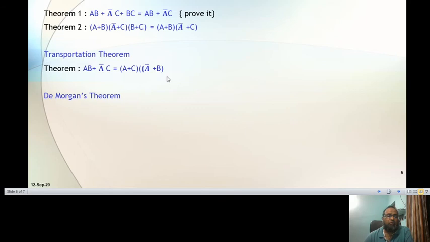Then there is an important theorem. It is not by George Boole, it is by another scientist. It is called De Morgan's theorem, very important as far as digital systems are concerned. That is, A plus B the whole complement is equal to A bar into B bar. Similarly, AB the whole complement is equal to A bar plus B bar. This is very important. It is known as De Morgan's theorem.